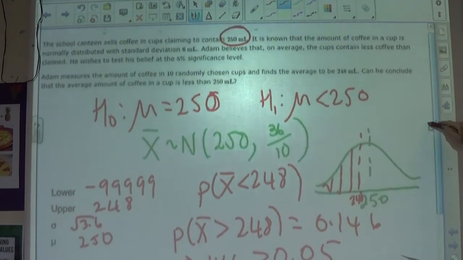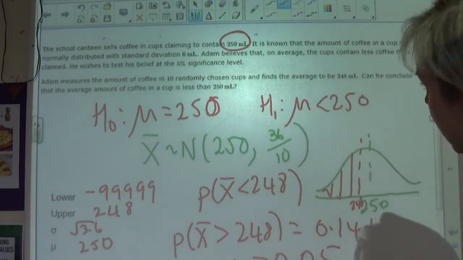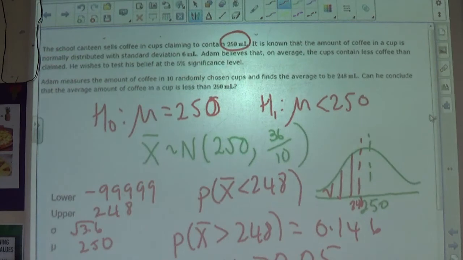And then for your second mark, you will put it into context. So putting this into context, you will then be able to say that there is not enough evidence to say that the cups on average contain less coffee at the 5% level.